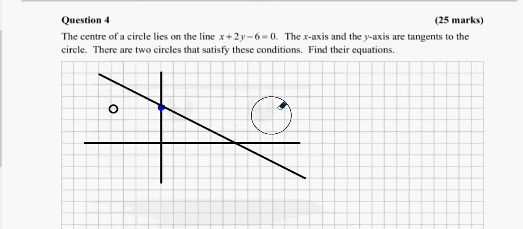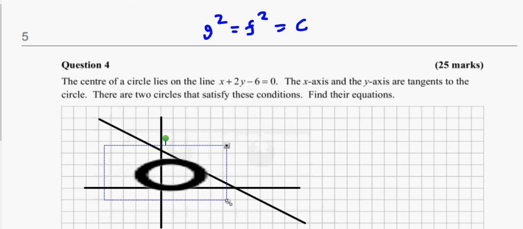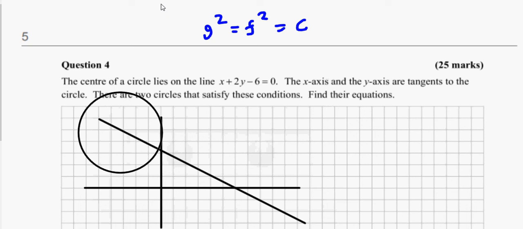Or you could have a center of a circle over here, which could be, for argument's sake, minus 5, 5. In this case, minus g, minus f, g squared and f squared would equal each other as well. So that's what we're looking at. The g squared equals the f squared, right? For argument's sake, we don't currently know where the center of this circle is, so we're just going to call the center of the circle minus g, minus f. And that's what it is, okay?